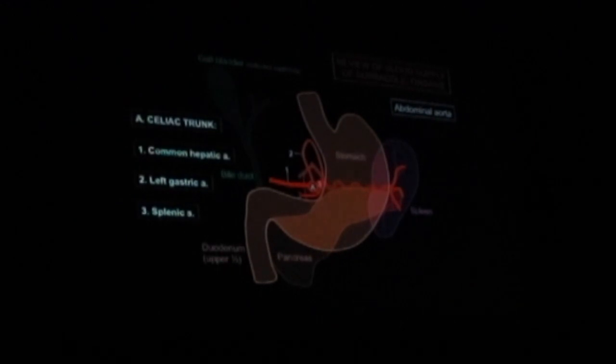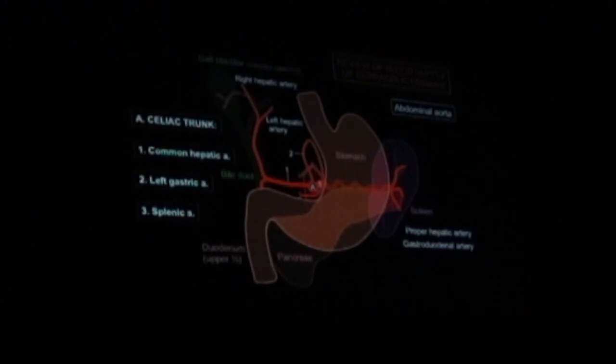Now this common hepatic is going towards the liver. Now this is the proper hepatic. And the other end is going down behind the stomach towards the duodenum and pancreas. We call it gastroduodenal artery. The one which was going to the liver has two lobes, so it bifurcates into right and left hepatic artery. Gallbladder is in the neighborhood, so the right one supplies the gallbladder. We call it cystic artery. Make sense?